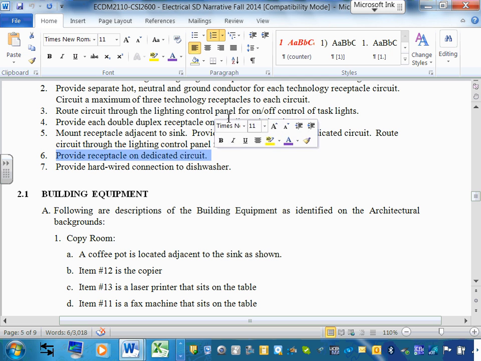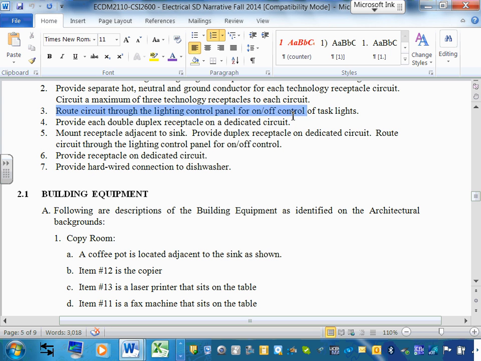And some of it, you still have, like here, route. Look at note number 3. It says route circuit through the lighting control panel for on-off control of task lights. They want to control the task lights because Brandon leaves his task light in the office on all the time and it's consuming energy for nothing. So they want to sweep all the receptacles that feed the task light. Does that make sense, guys?